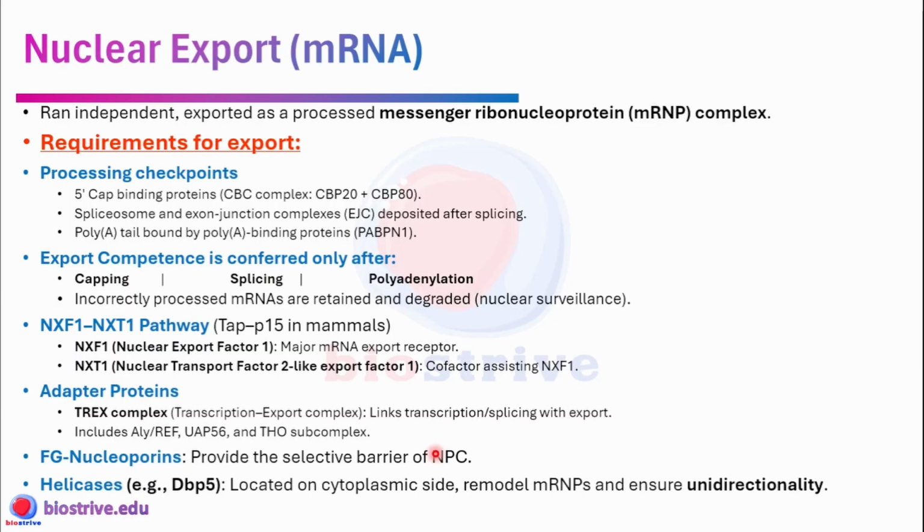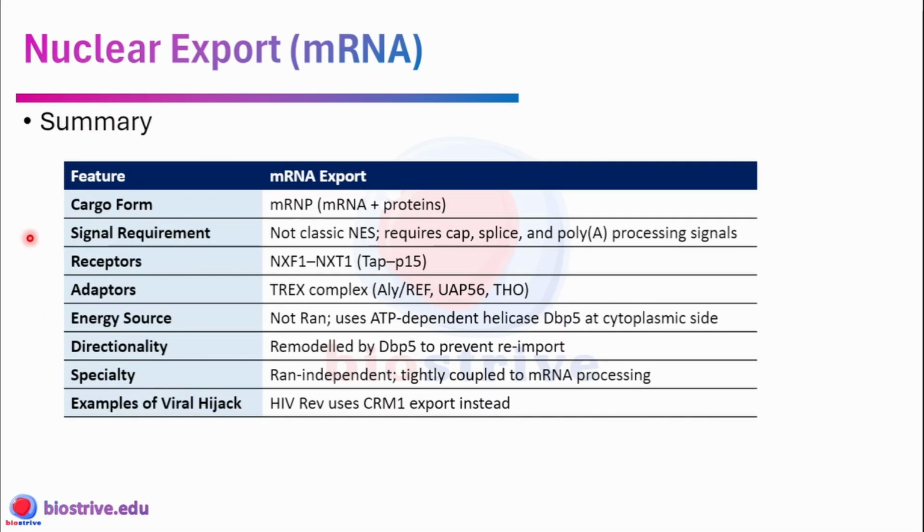We will need some helicases like DBP5 which are located on the cytoplasmic side. They will help in remodeling of mRNPs, which are these well processed RNA protein complexes, and it ensures the directionality. There is no specific role of this RAN GTPase cycle for the directionality and energy. So here is the summarized table. We already talked about these major points in previous slides.